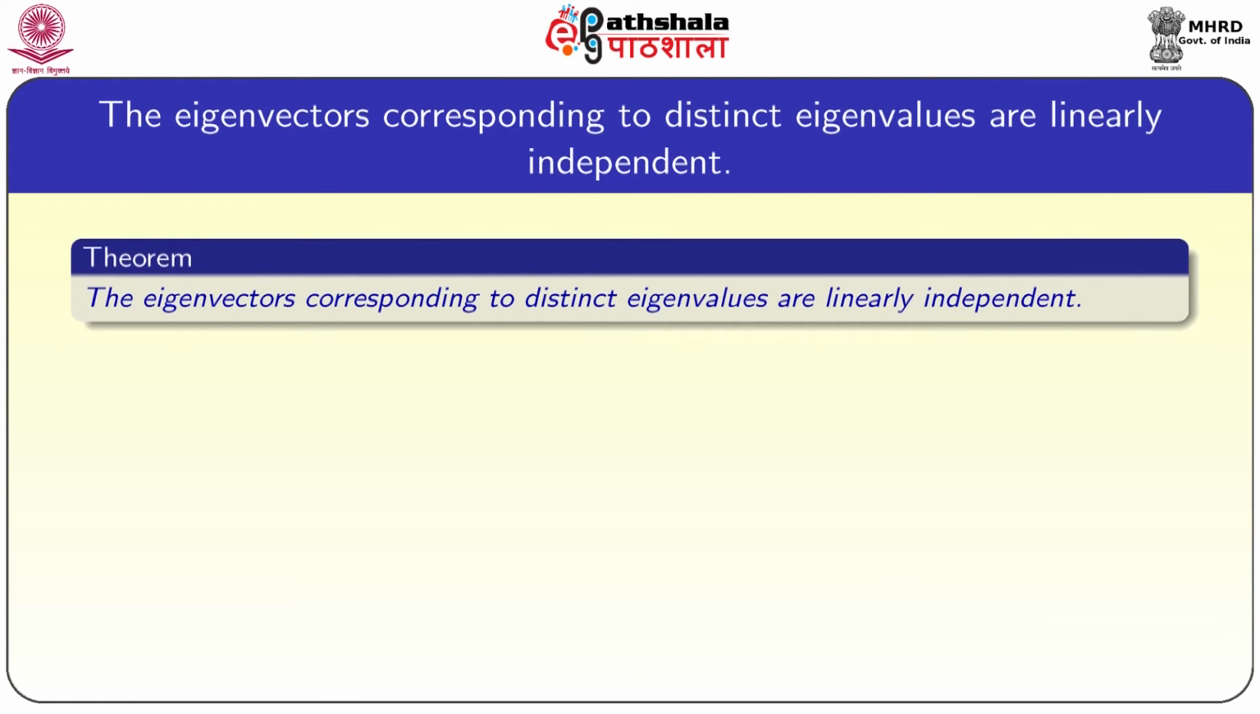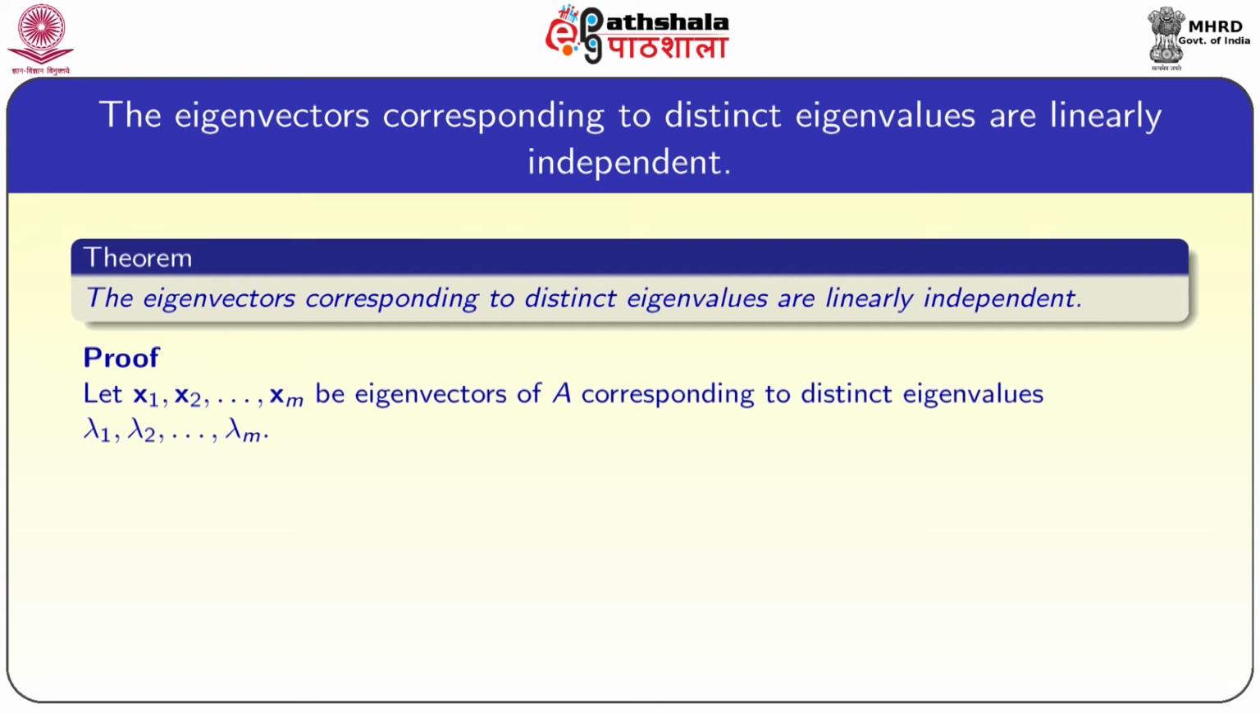The eigenvectors corresponding to distinct eigenvalues are linearly independent. Now, we are going to prove that the eigenvectors corresponding to distinct eigenvalues are linearly independent. So, for that let us assume that x1, x2 and so on xm are the eigenvectors of A corresponding to distinct eigenvalues lambda 1, lambda 2 and so on lambda m.